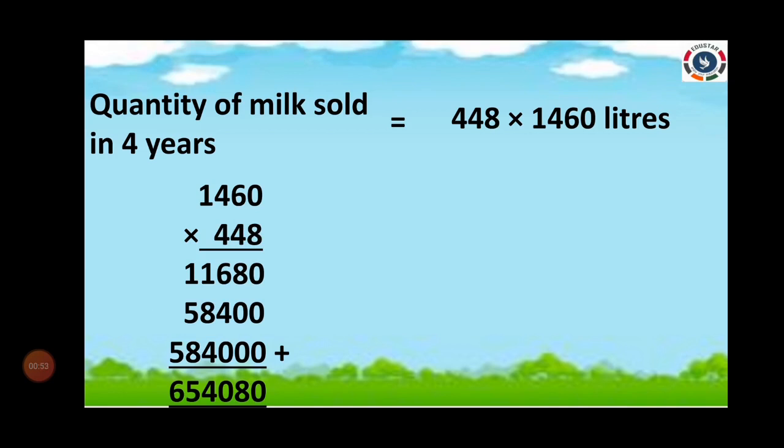6,54,080. So this is the answer that we want to write at last. Okay, so how many liters were sold in 4 years? 6,54,080 liters of milk were sold in the milk booth.